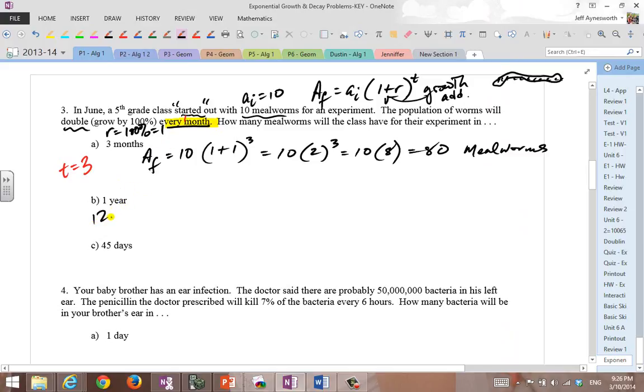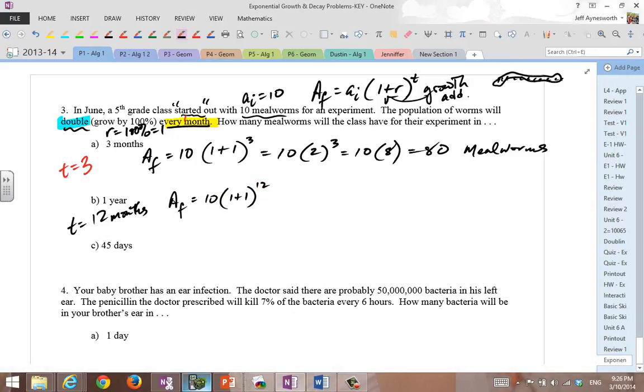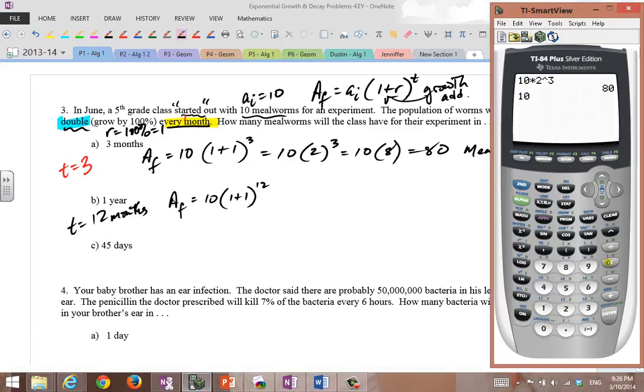Well, we know there are 12 months in a year, right? So T is 12. So in this case, my future amount is 10 times 1 plus 1, or 2, because this is a doubling situation. Let's highlight that. It's a doubling situation, raised to the 12th power. Well, suppose you don't want to take 2 to the 12th in your head. Well, 10 times 2 raised to the 12th power.